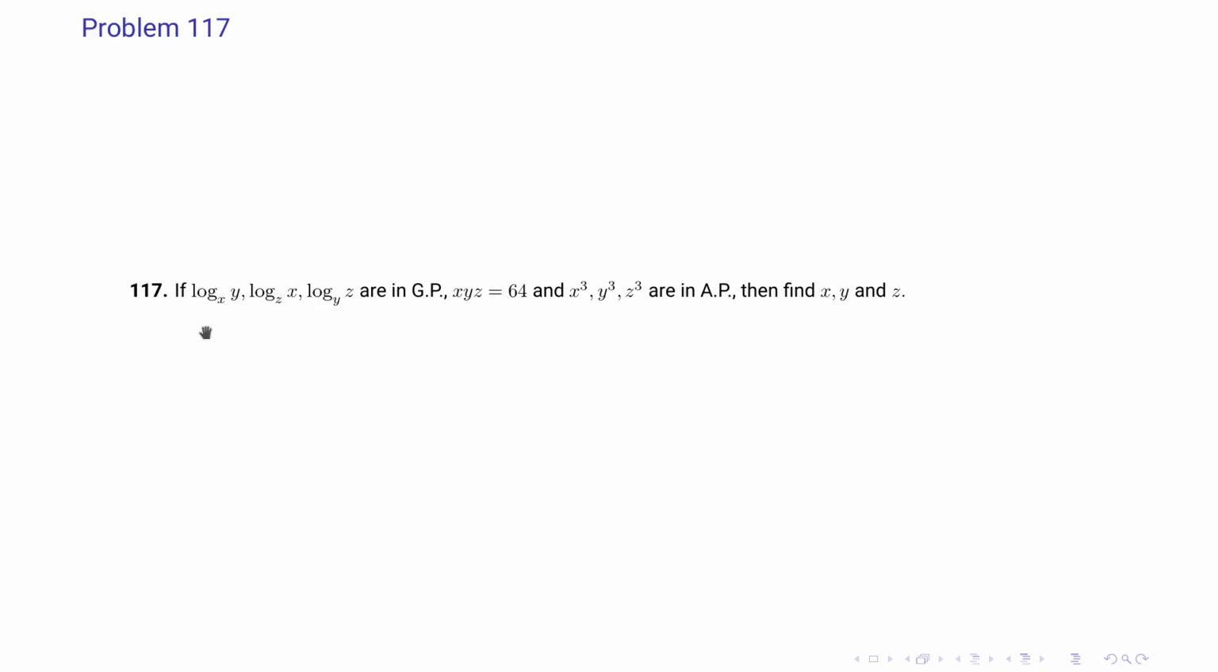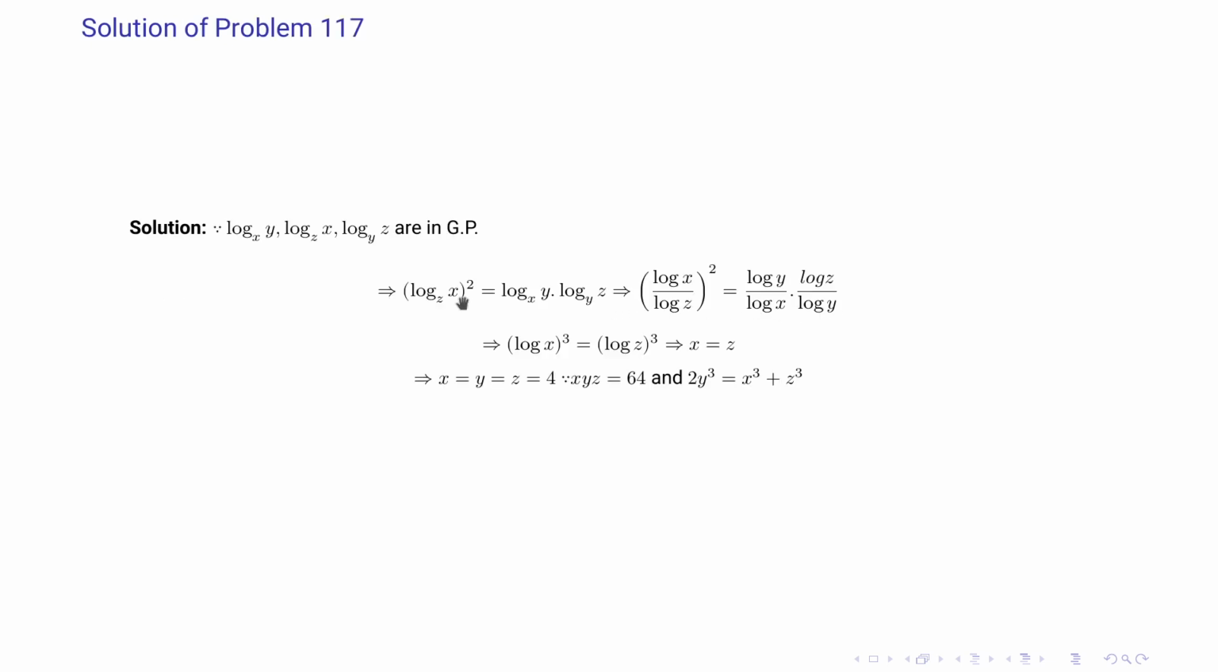Problem 117 says that if log of y with base x, log of x with base z, log of z with base y are in GP, and xyz is equal to 64, and x cube, y cube, z cube are in AP, find x, y, and z. So we write middle term square is equal to product of extreme terms, that is log x by log z whole square is equal to log y by log x into log z by log y. So log y will get cancelled, log x will multiply with the numerator on the left side, and log z will multiply with the denominator on the left side.